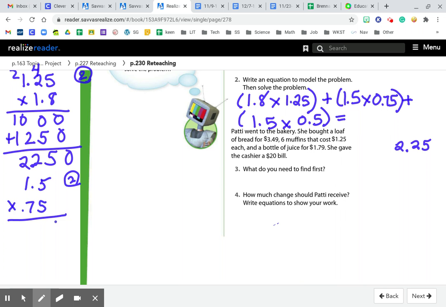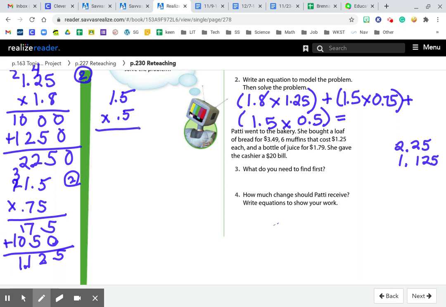5 times 5 is 25. 5 times 1 is 5 plus 2. Shift over 1. 7 times 5 is 35. 7 times 1 is 7 plus 3 is 10. Add that. 3 digits in decimal place value in the problem, 3 in the answer, so 1.125. And then my last shape, that reddish color, 1.5 times 0.5.